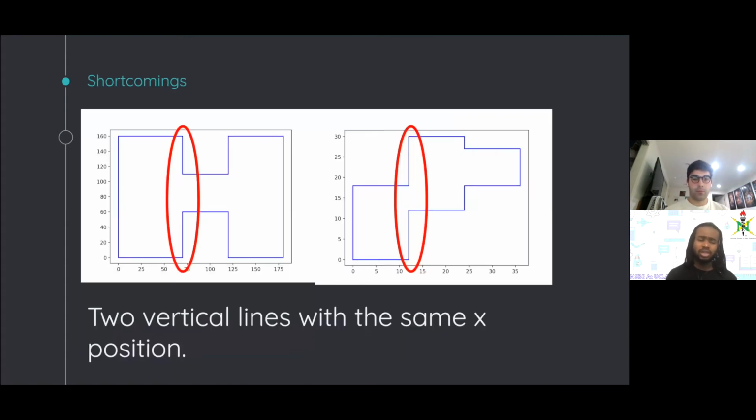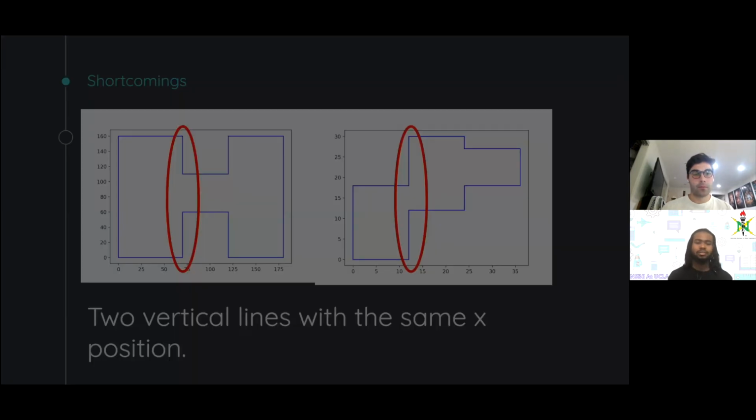So we also wanted to address some shortcomings. Due to time restrictions, we were not able to create our algorithm so that it would handle cases like this, where there are 2 vertical lines with the same X position. Other than these types of floor plans, within our scope we are able to handle all other floor plans.